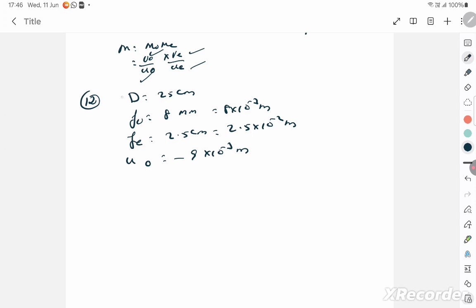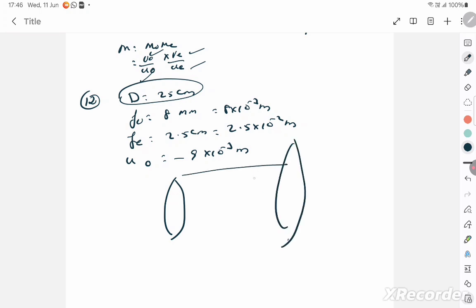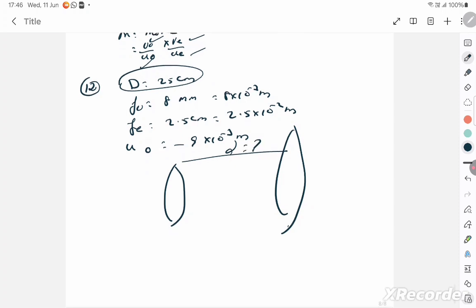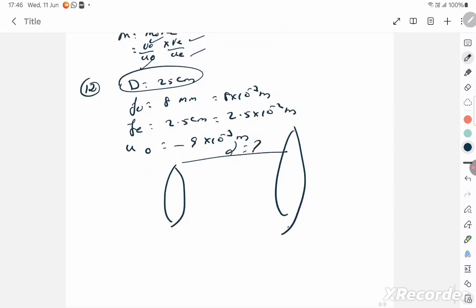Capital D. This D is different. I'm talking about the distance between the objective and the eyepiece. Let's call it a small d then. They're asking this distance. So in this sum, you know your UO. Therefore, we can find your VO. 1 by FO is equal to 1 by VO minus 1 by UO, and FO is the focal length, which is 8 into 10 to the power minus 3. Let's do the sum in meters.